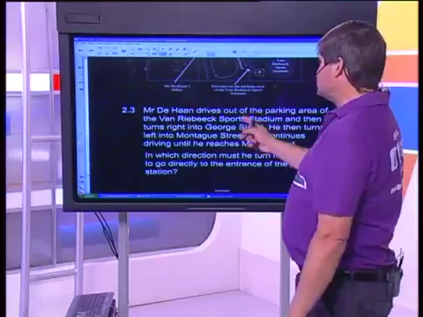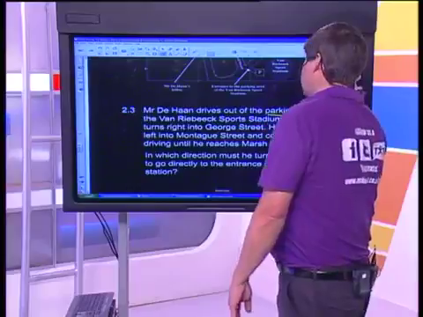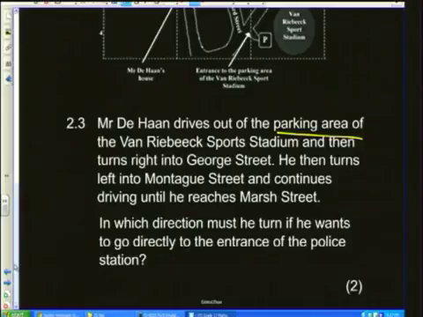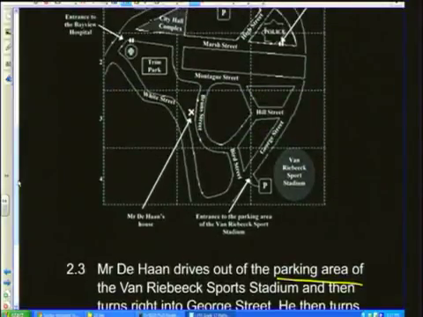Let's get you working. So I want you to remember these instructions. We're going to drive out of the parking area of the sports stadium and turn right. So here's the parking. We're coming out, and we're going to turn right onto George Street. So we're going along this distance.